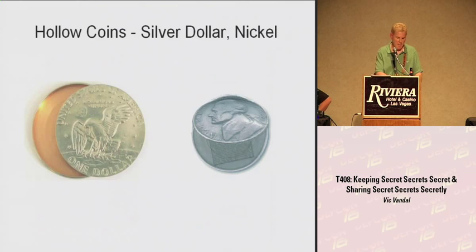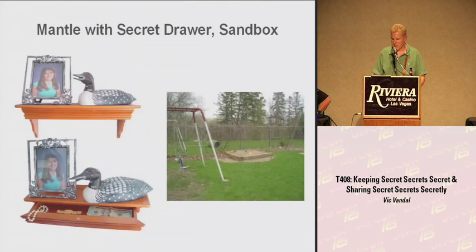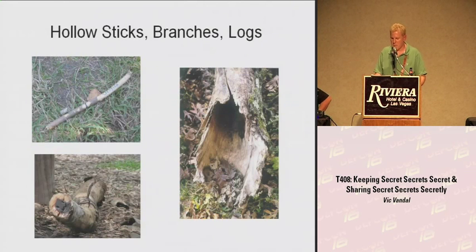Hollow coins. I have that silver dollar. No one can tell the difference. Same weight. You can store obviously small things like microfilm or something in there. That fake nickel has a cipher in it. A mantle. And that mantle. No attack on that young lady, but that's one ugly mantle. What the hell is that duck? But people see a mantle and they think it's a mantle. Okay, one minute. The sandbox, I have another story about that. Ask me later. Next slide.